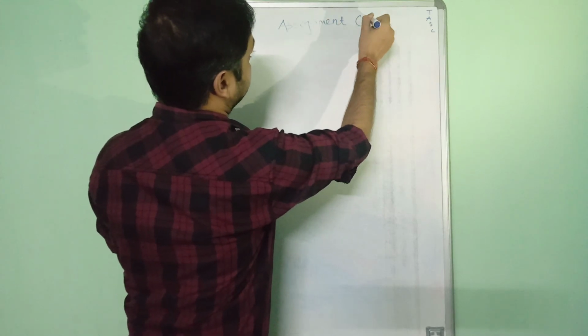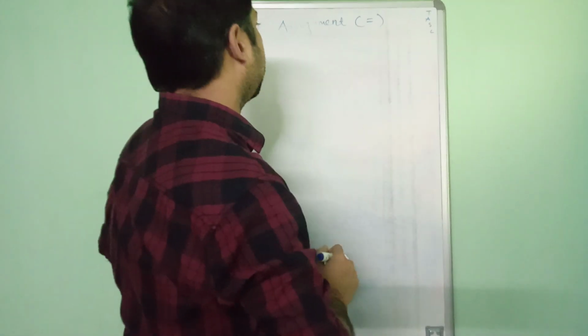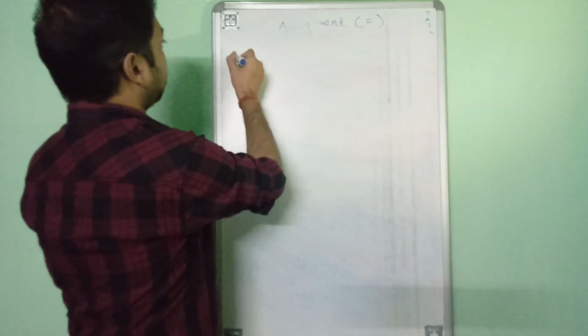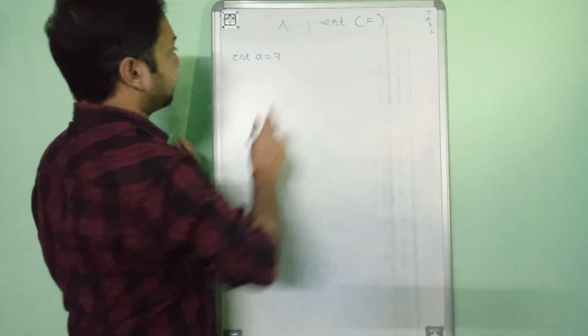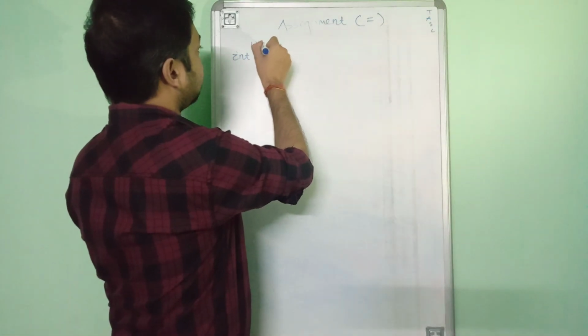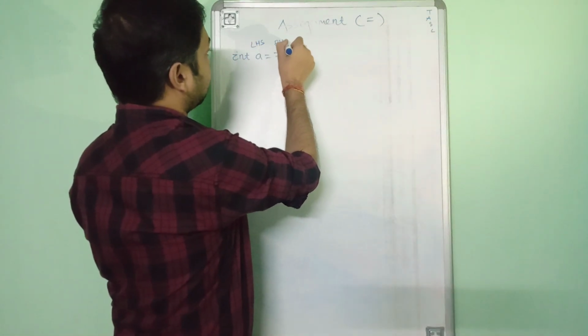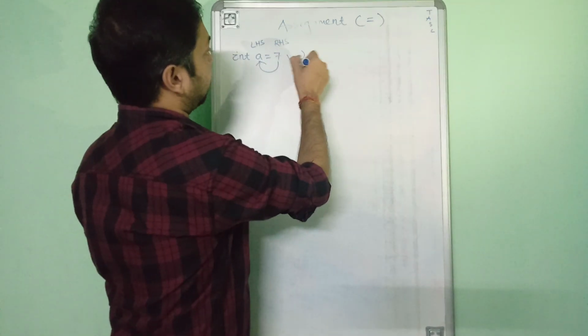Okay, the assignment operator, that is equal to. Suppose I write here int a equals to 7. That means a is the LHS. So always the value on the right is assigned to the left. So this is the correct order.